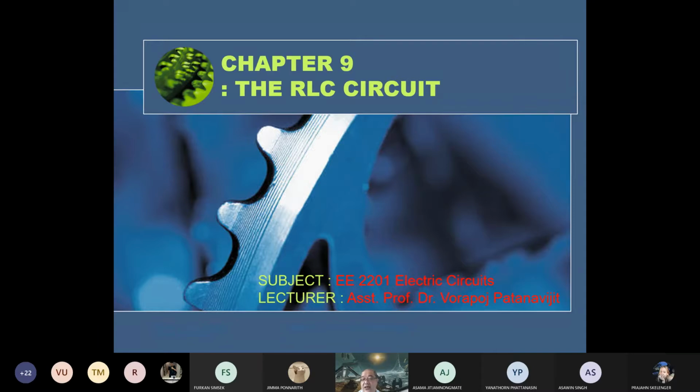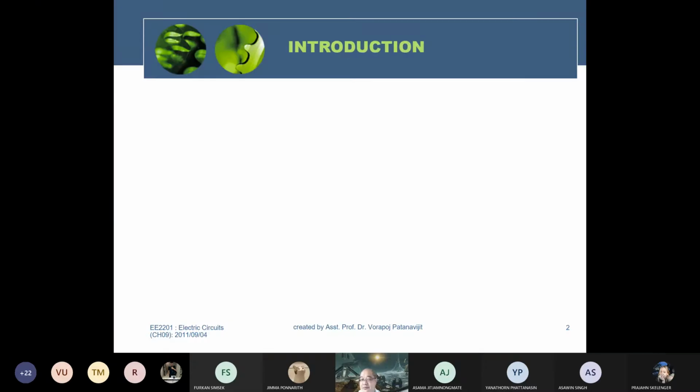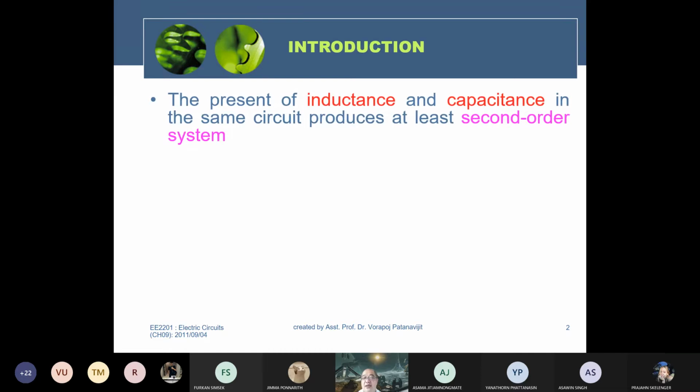The next chapter will be formulated from the previous two chapters, which came from the ideas of chapter 7 and chapter 8. Chapter 9 discusses circuits that contain resistors, inductors, and capacitors. This section presents inductance and capacitance in the same circuit.